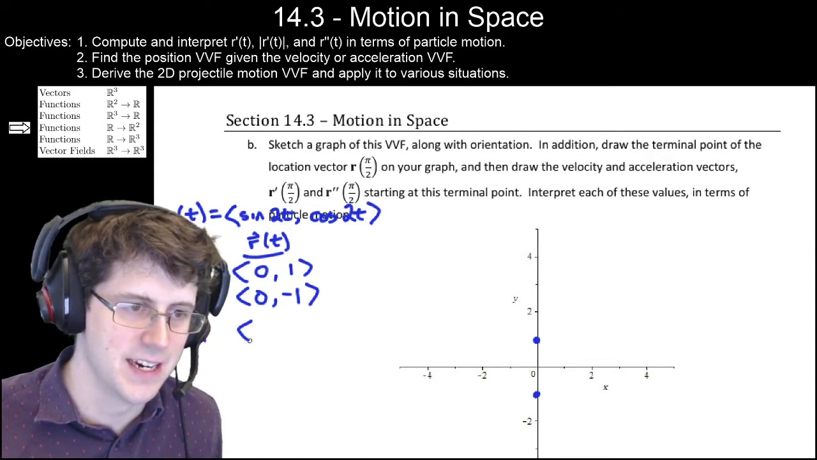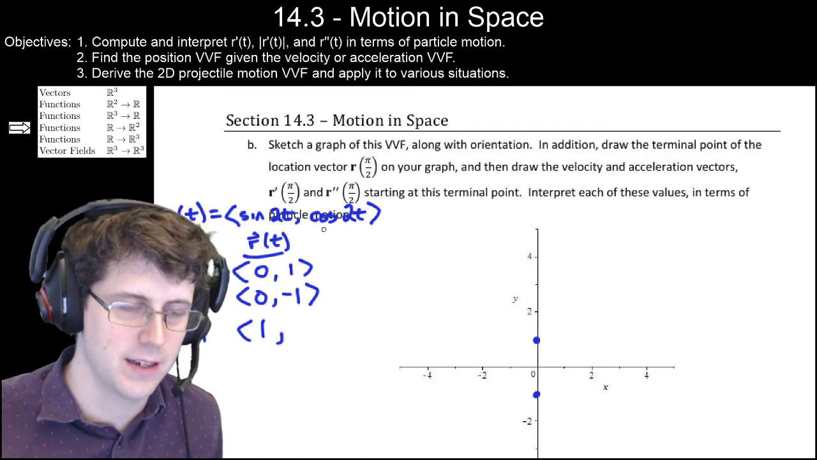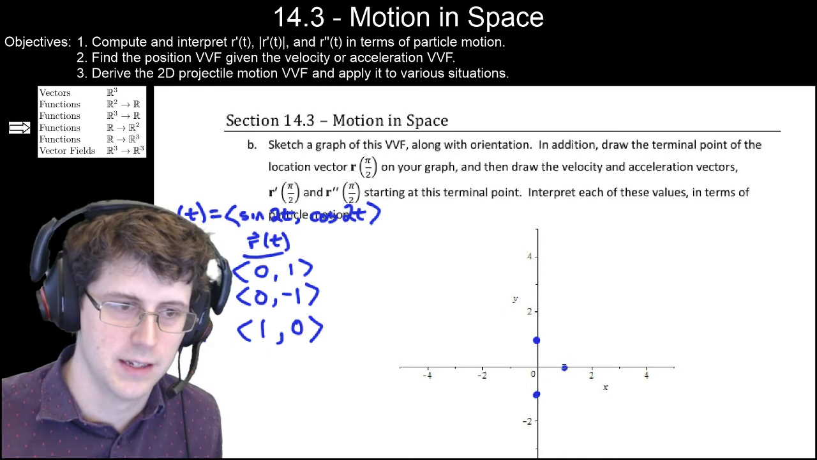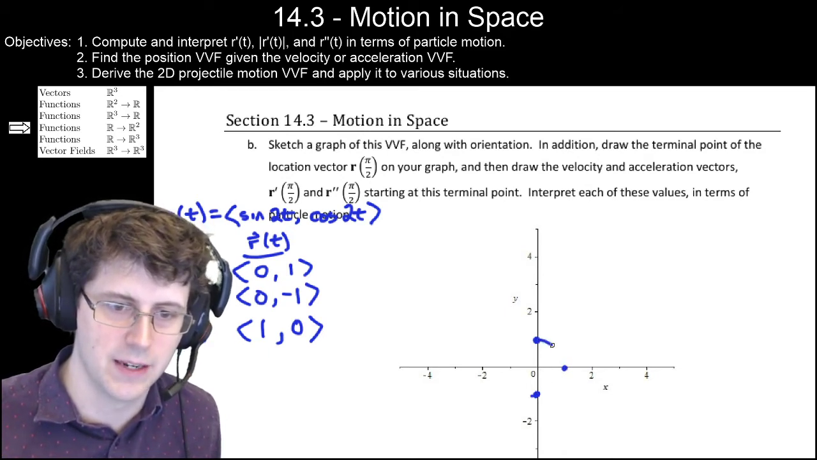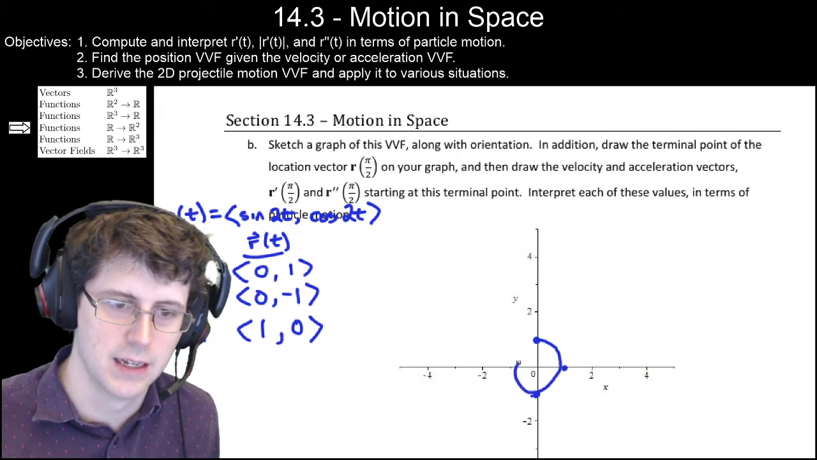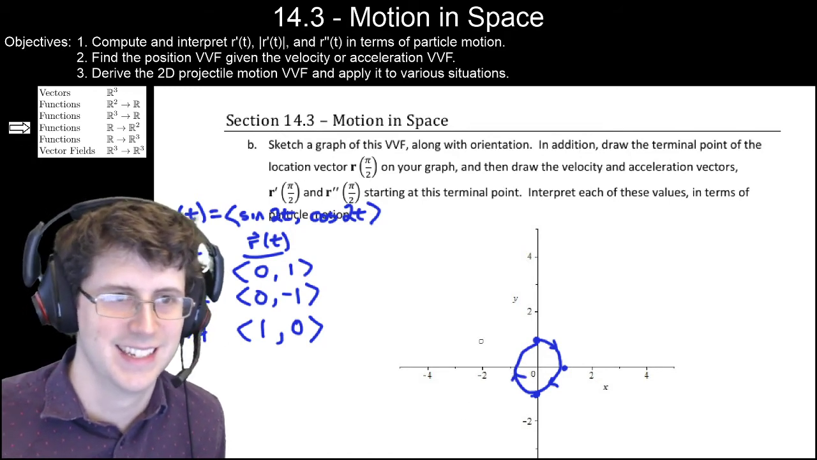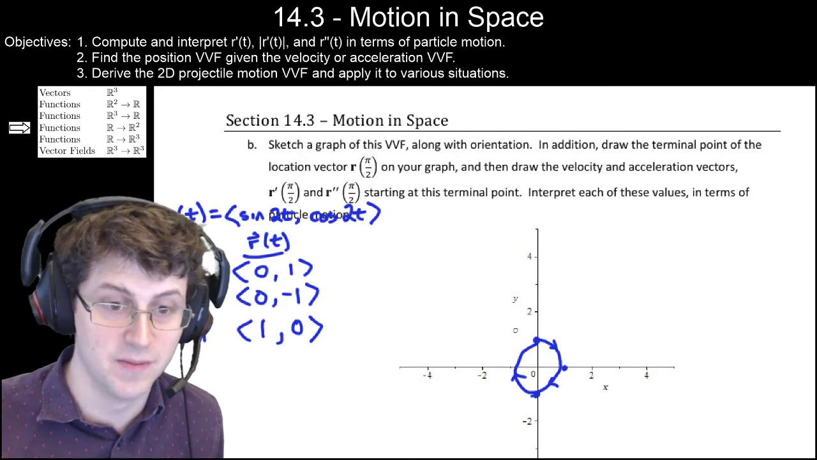Let's try pi over 4. Sine of pi over 2 is 1. Cosine of pi over 2 is 0. So here I go from here to here to here. So I must be going clockwise. Nice circle. Okay, in addition, draw the terminal point of the location vector r of pi over 2.